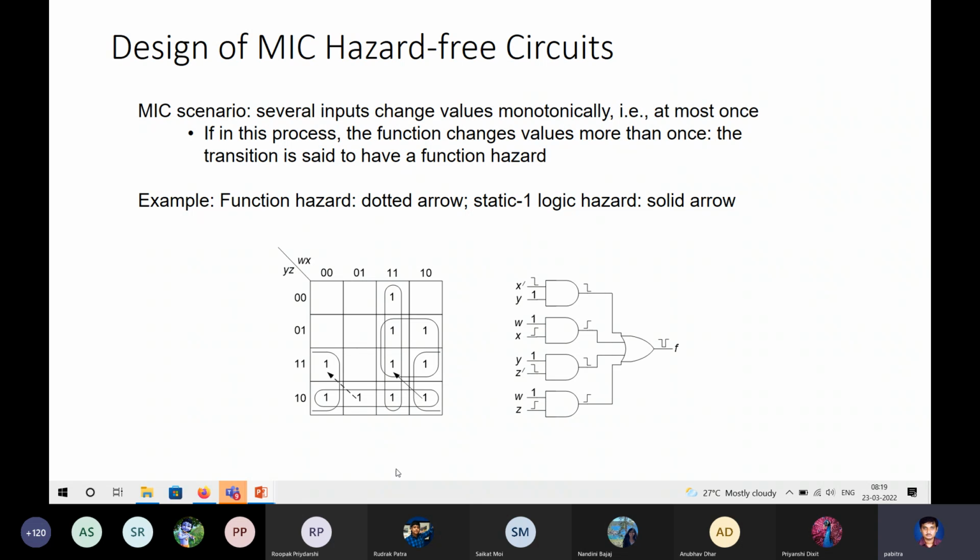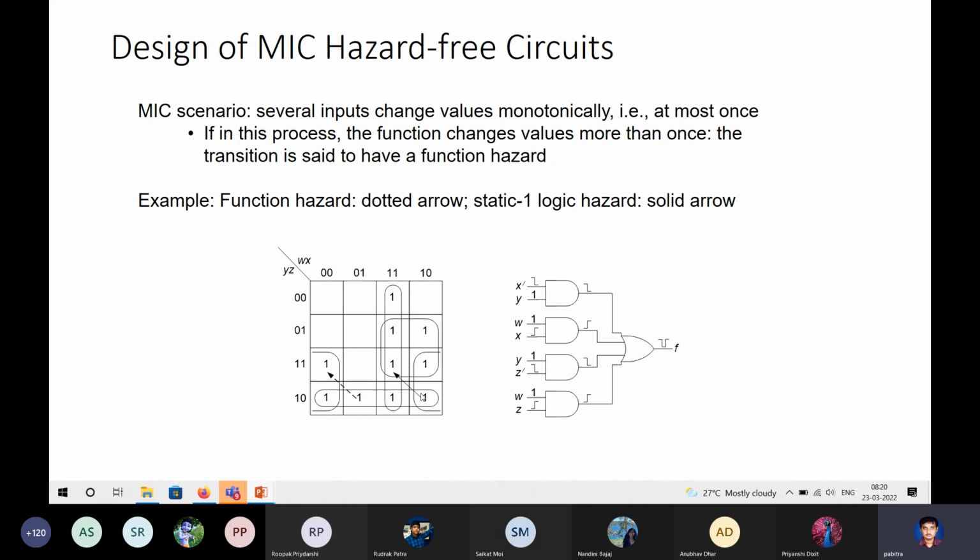So one of these problems is due to the circuit that you are using, which is the logic hazard. It's due to the circuit that you are using. The other one is inherent, it's a function hazard. It is implicit to the function that you are using. Okay, so that is implicit. Okay, so how do you detect and remove these MIC hazards?